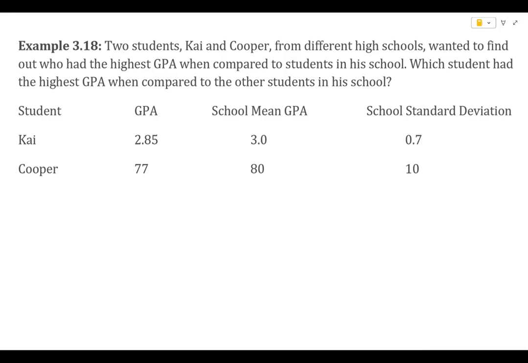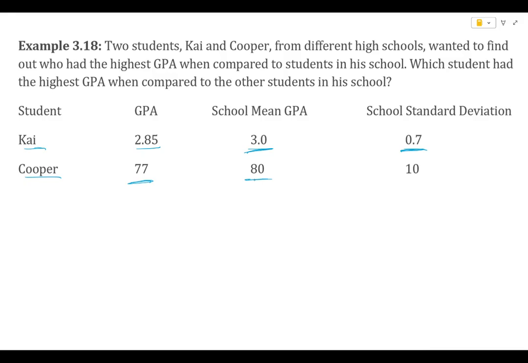So we have two different students, Kai and Cooper. Kai has a GPA of 2.85, where the mean GPA for the school is 3.0, and a school standard deviation of 0.7. Cooper has a GPA of 77, where his school's mean is an 80, and the standard deviation is 10. So we're starting to build into the idea of z-scores, but we're not quite there yet.